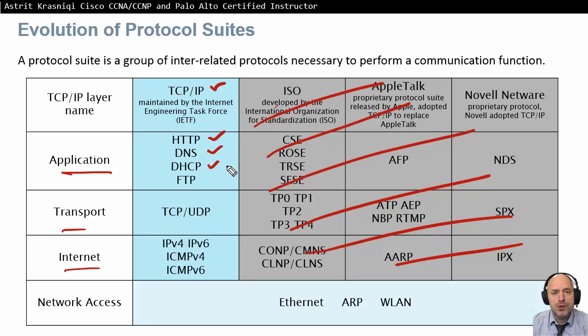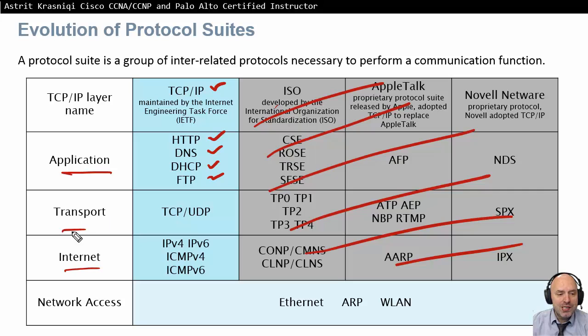Dynamic Host Configuration Protocol. This is when we get an IP address from the server dynamically. You can get an IP address for end devices, or for any device, statically or dynamically. And if we choose dynamically, then we use this server. Then we have File Transfer Protocol, if you want to transfer some files.